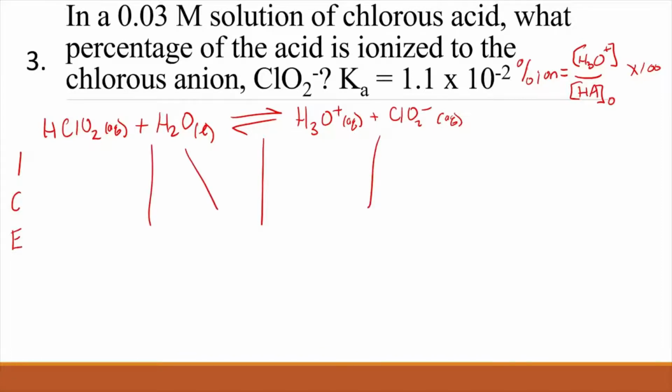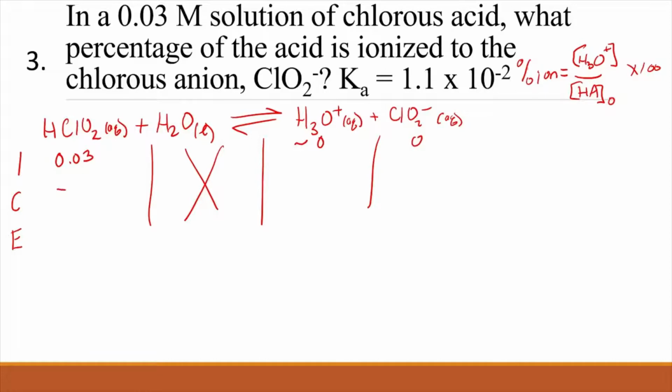One of the first things is water goes away. It's a liquid. Its concentration is 1. And then some of the other things we know, that we're starting with 0.03 molar chlorous acid. We can go ahead and approximate our starting H3O concentration to 0, because it's so low with the autoionization of water, it's not going to really make a difference. And then the chlorous anion starts at 0.